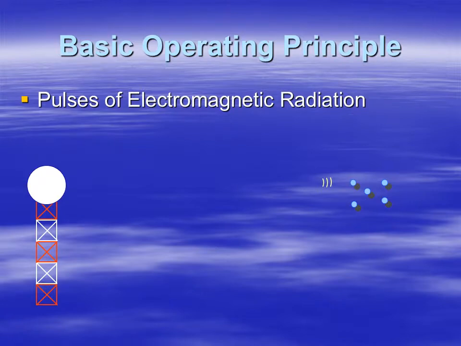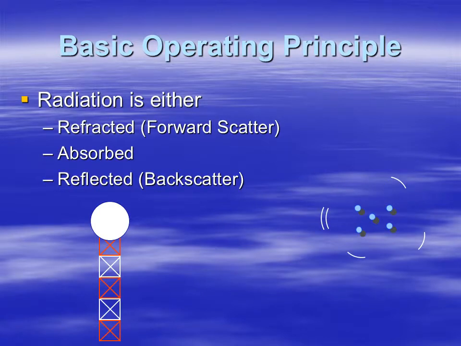So the basic operating principle of radar is that electromagnetic pulses of radiation travel through the atmosphere at the speed of light. These pulses are then either refracted, absorbed, or reflected. Refracted means that some of the radiation is traveling forward, but perhaps at a different angle than the angle that was sent out by the radar. It could be absorbed by the particles out there at a distance, or it could be reflected back to the radar, and that's what we call backscatter.